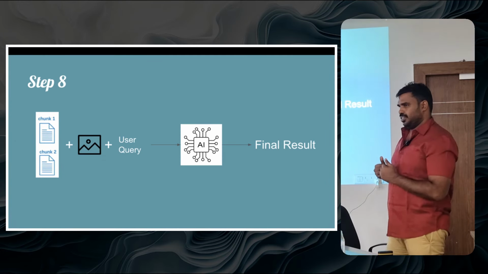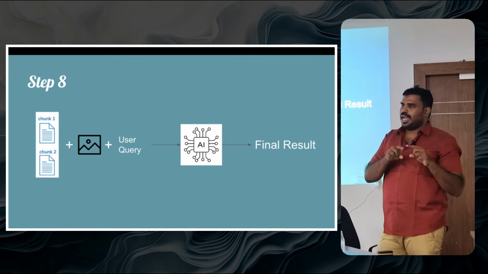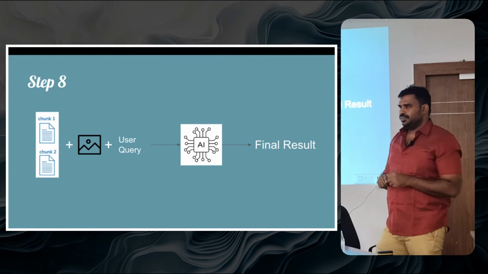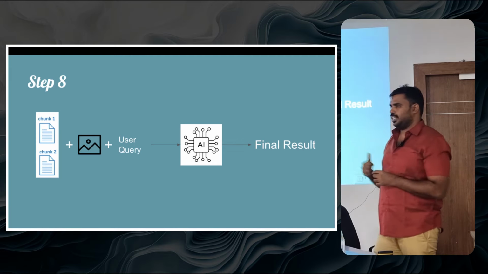Just for our understanding, whether Document Intelligence has identified the image correctly or not, or whether any kind of overlapping has happened or not. So that's just for understanding.